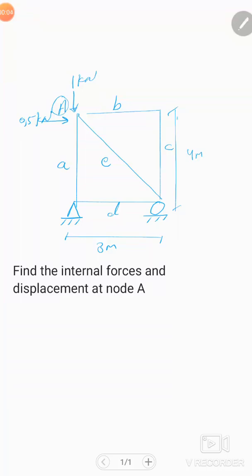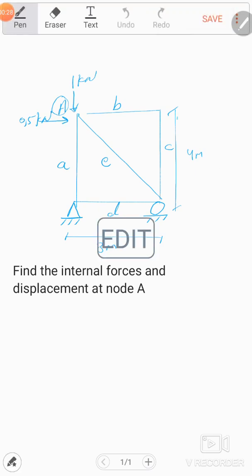Hello everyone. Today I'm going to show you how we can solve Truss 2D by the flexibility method. So here in this example we have a truss, and a load is applied on node A. Node A has an applied load of 1 kilonewton vertical, and in the horizontal direction we have 0.5 kilonewton. The question is to find the internal forces and displacement at node A.